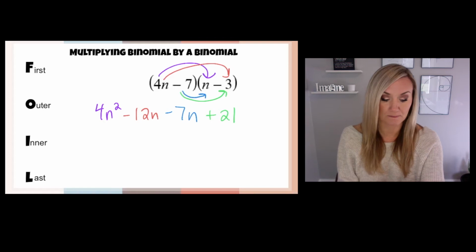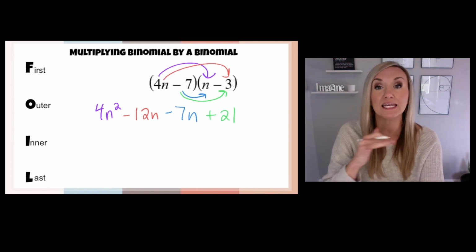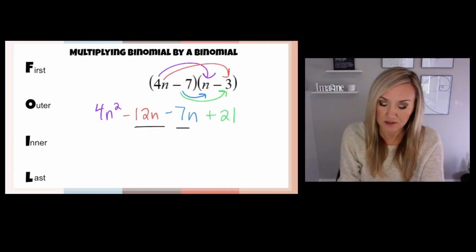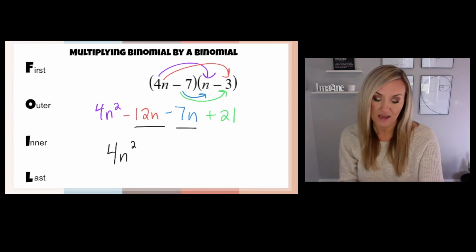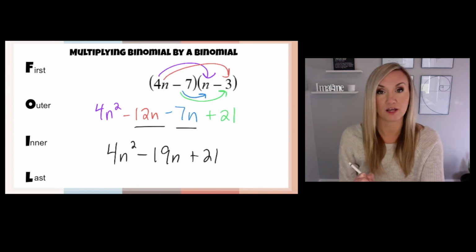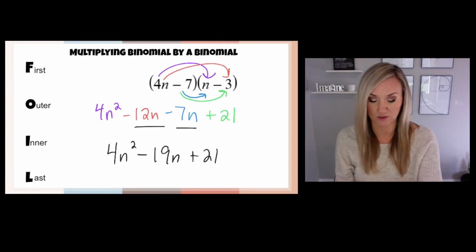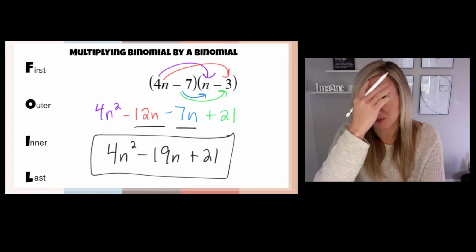Now that we have multiplied, we're just going to look to see for our final answer if we can combine any like terms, and our 2 middles can combine. So our final answer is 4n squared minus 19n plus 21. I owe you 12, I owe you 7, I owe you 19. Perfect. All right, are you ready to try one on your own?